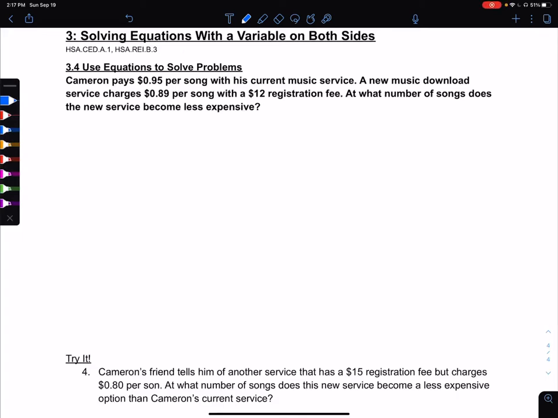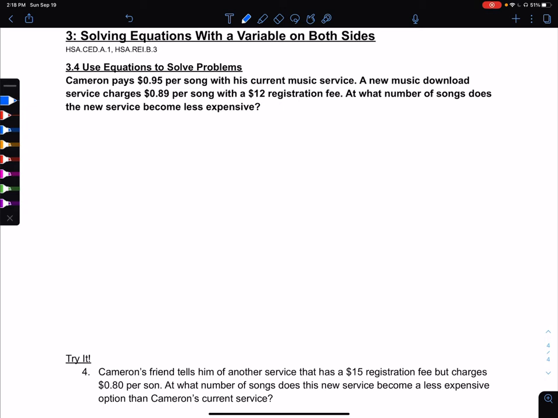To look at topic 3, example 4, where we use equations to solve problems. It's quite similar to the previous video where we were given information and we had to come up with the equation ourselves and then solve it. So Cameron pays 95 cents per song with his current music service. A new music download service charges 89 cents per song with a $12 registration fee. At what number of songs does the new service become less expensive?